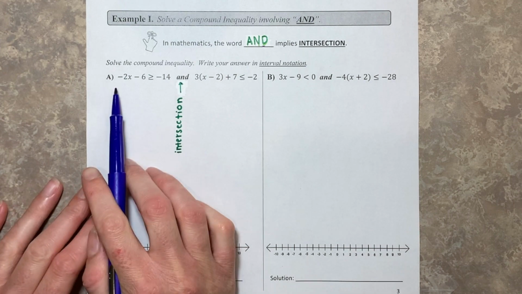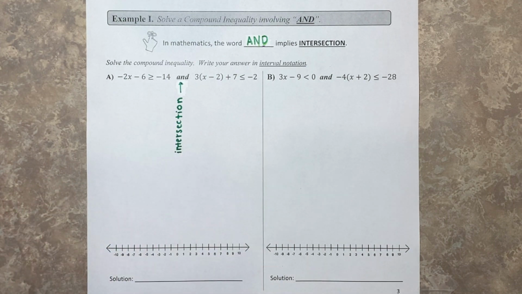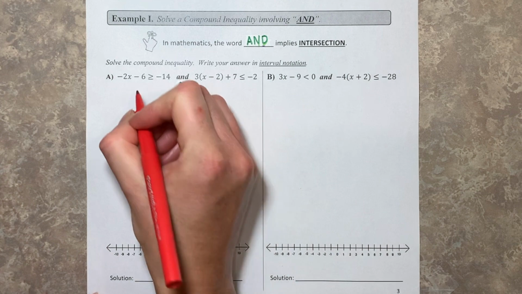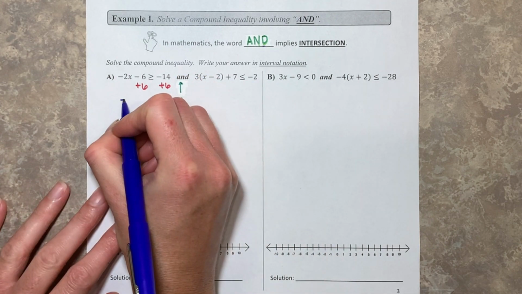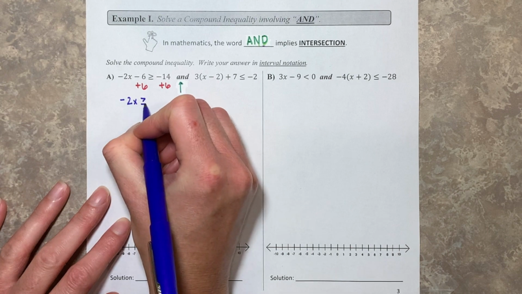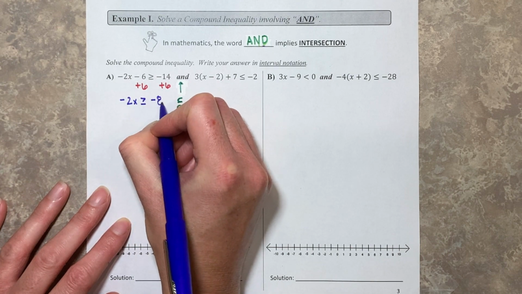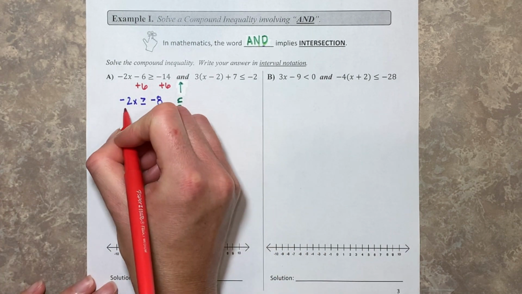So I'll start by solving this inequality on the left. We want to isolate x. So I'm going to start by adding 6 to both sides. That will leave us with negative 2x is greater than or equal to negative 8. And then let's divide both sides by negative 2.